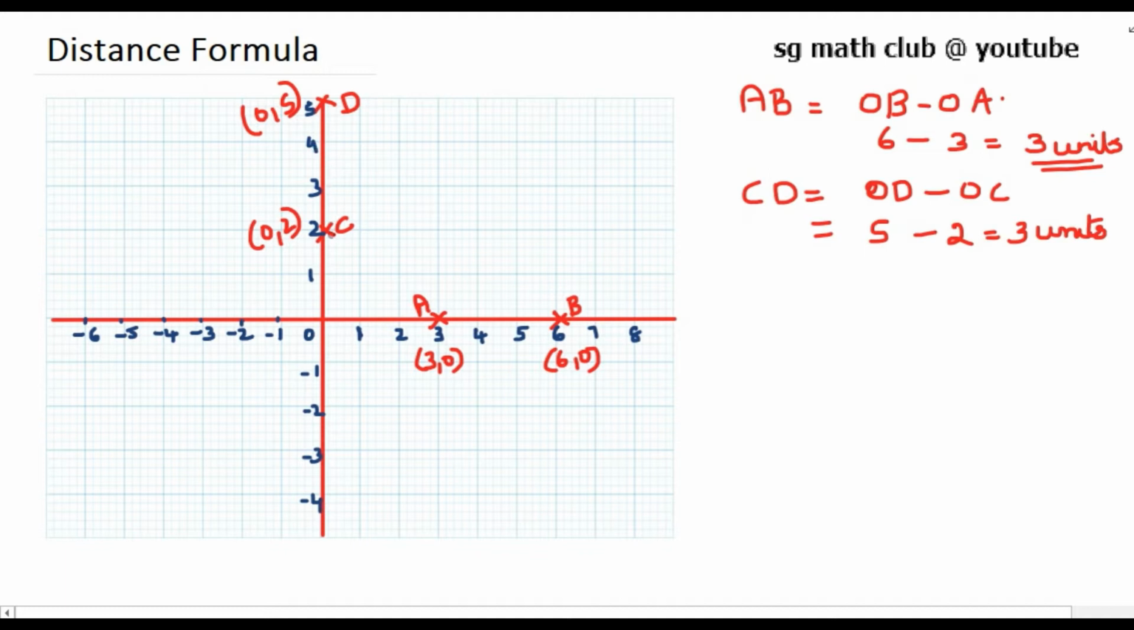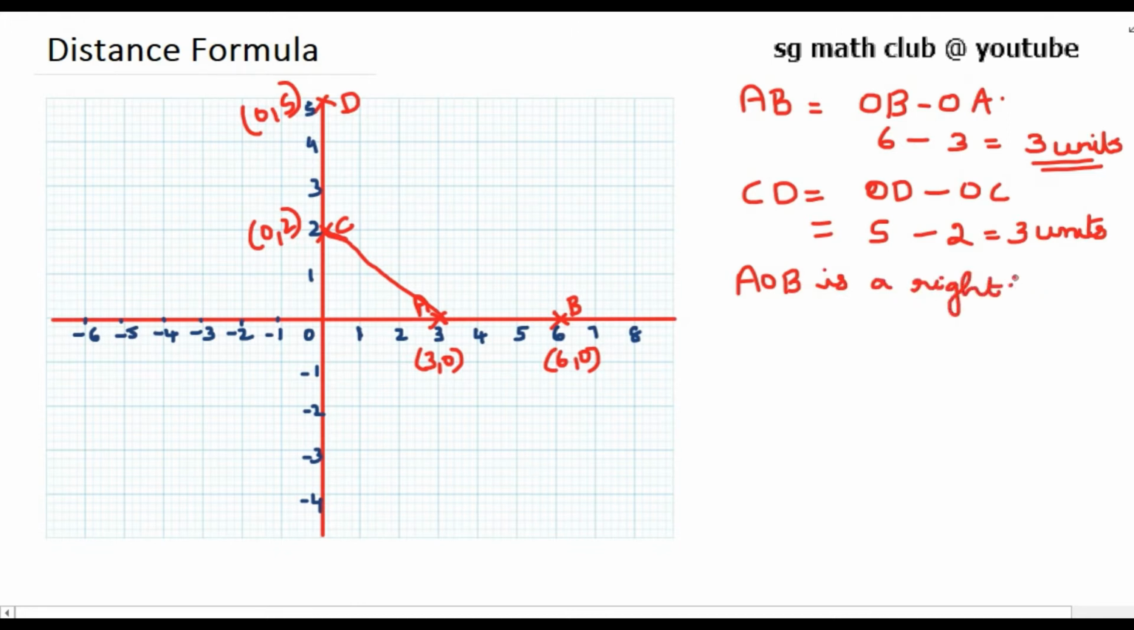Now suppose one point is lying on the x-axis and the other point is lying on the y-axis, how will you find the distance between them? For example, we want to find the distance between A and C. We know the coordinate of A is (3, 0) and the coordinate of C is (0, 2). Now I want to find the distance between these 2 points, A and C. And we know that this forms a right angle triangle. You can say that AOC is a right angle triangle.